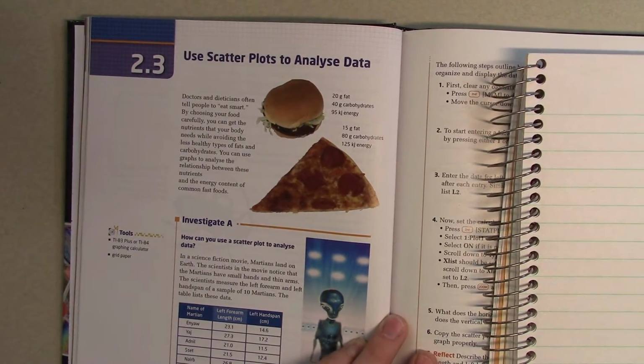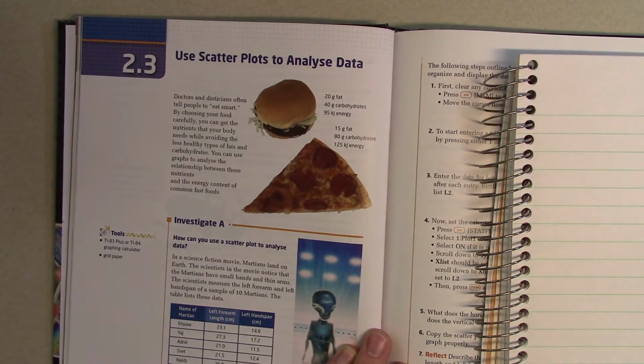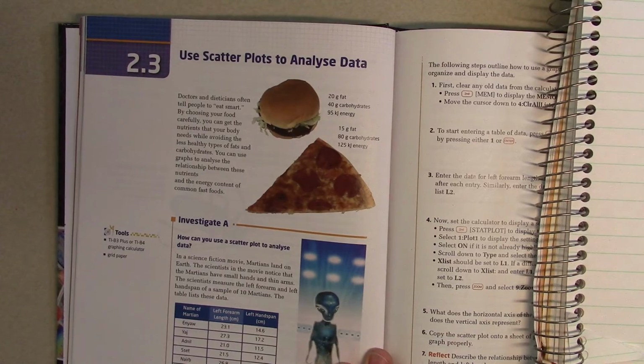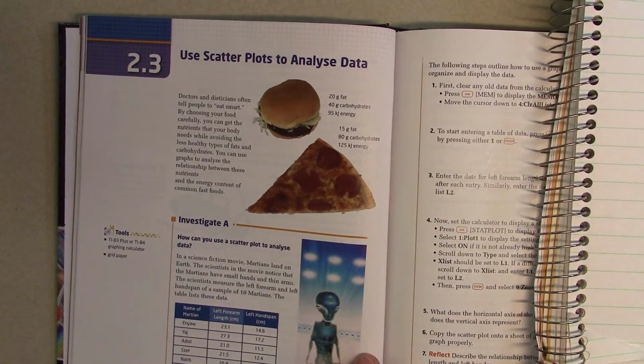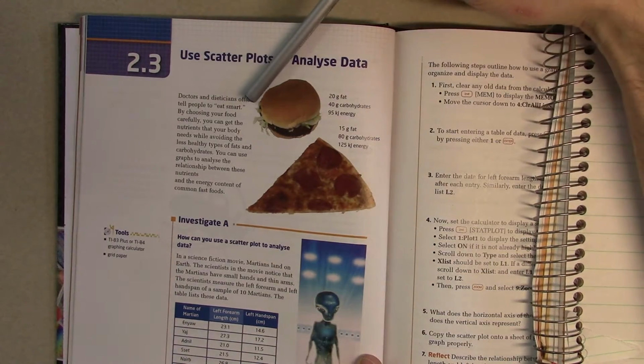Okay, this is section 2.3. Use scatter plots to analyze data. So we're going to be learning about independent variable, dependent variable, and then we're going to be making a graph and creating a scatter plot. Okay, so the first thing we want to do before we can create a scatter plot is to make a table of values, right? Who wants to read the short little paragraph here?